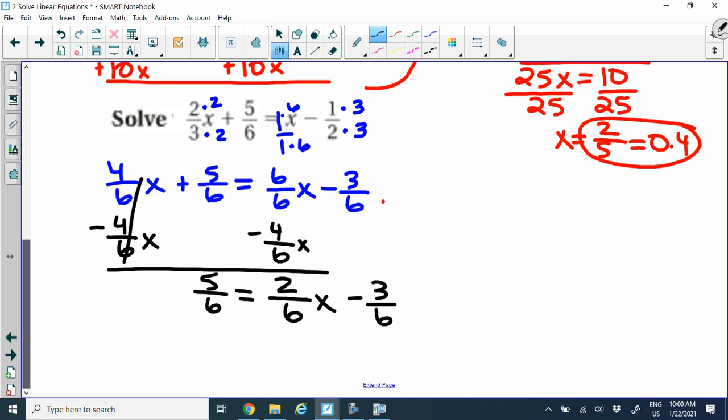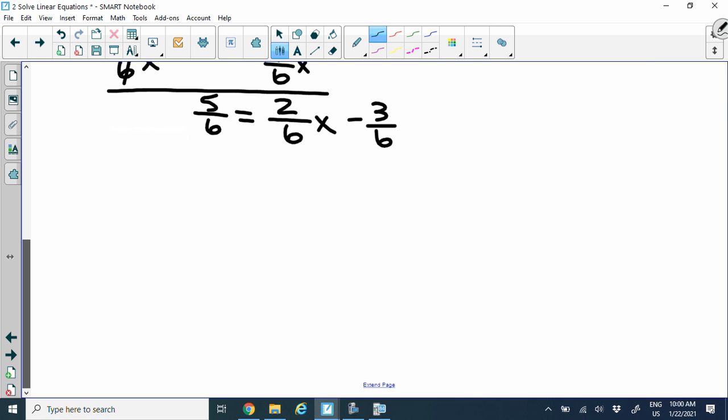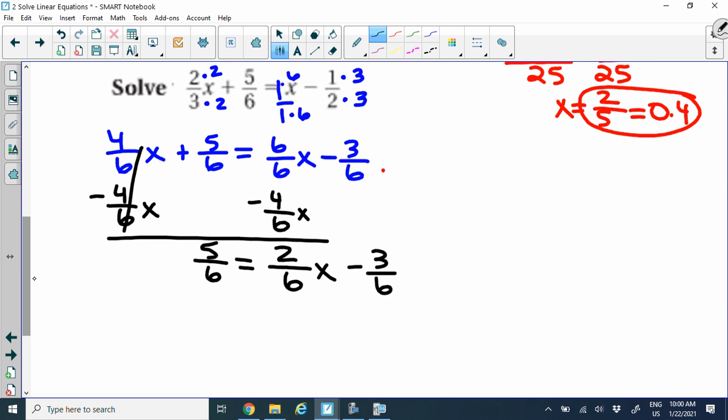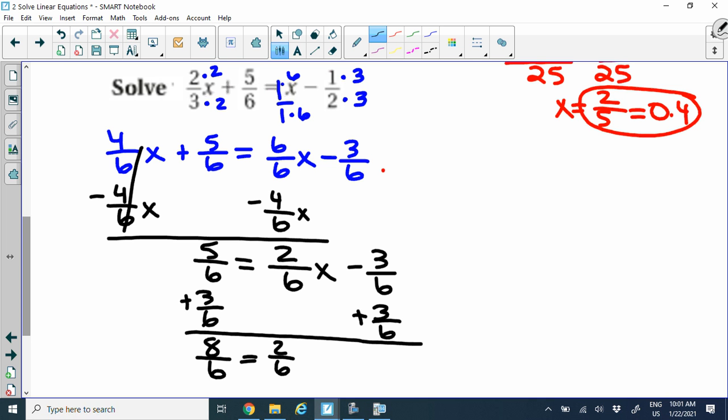Now it becomes a multi-step equation here. My next step is I'm going to add 3/6 to both sides. Once again, whenever you're adding or subtracting a fraction, combine the numerators. So 5 plus 3 gives me 8. My denominator stays the same, equals 2/6x.